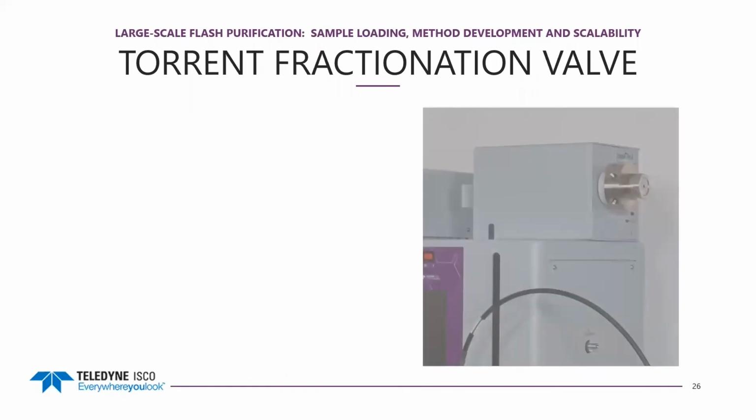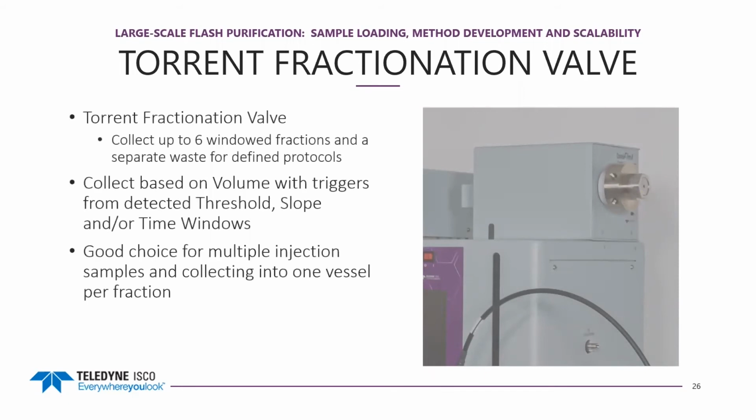So it's a 6-port valve, which allows you to collect into 6 different fractions. You can set up time windows for these fractions, and it also has a separate waste line in addition to that. Collect on the same parameters as before. This is really great if you're doing repetitive processes, if you have defined fractions and stable chromatography, and you can collect into the same vessel from run to run for those unique fractions. So fraction 1 would always go into tube 1 for each run, and so on and so forth.